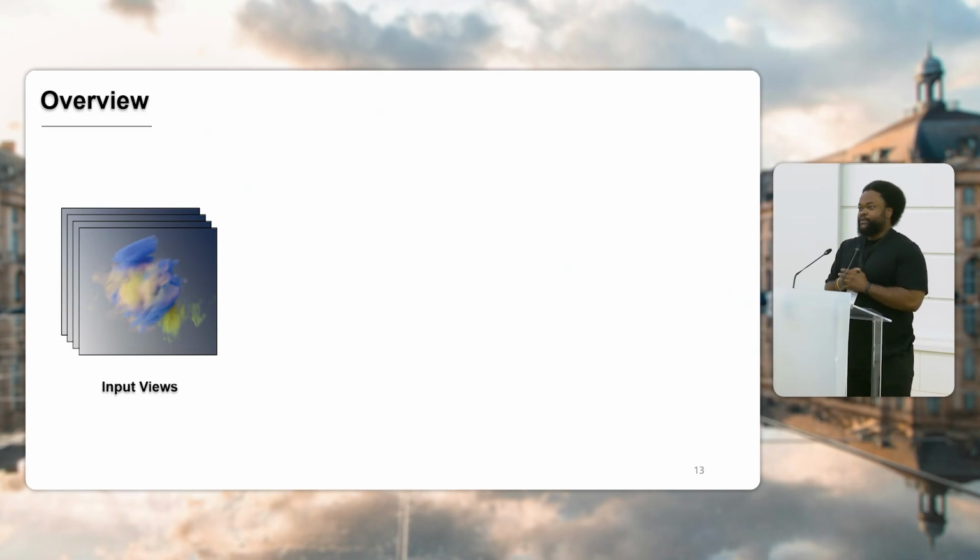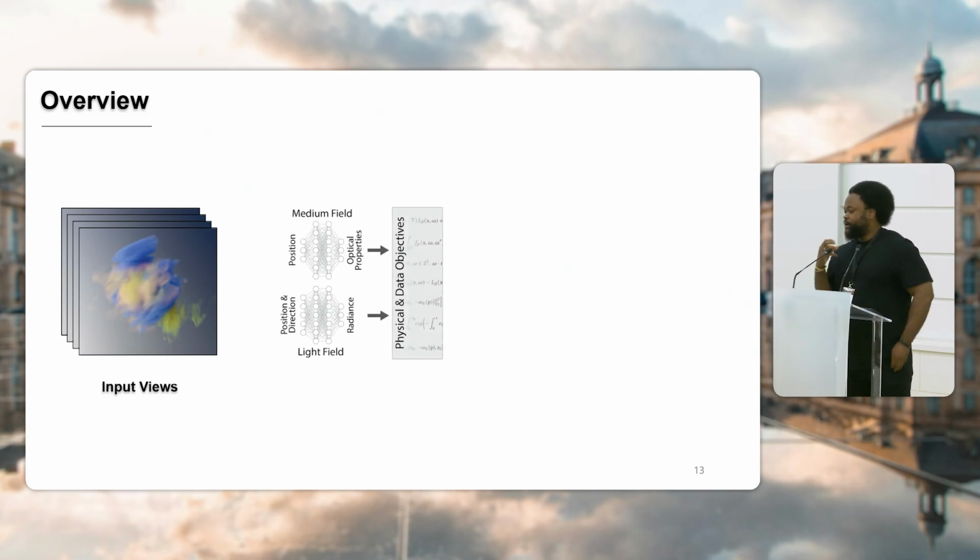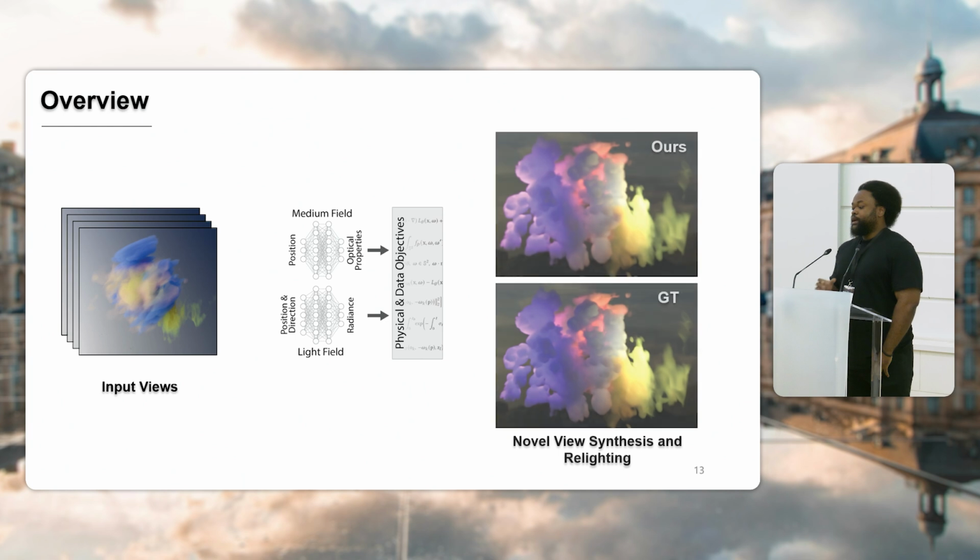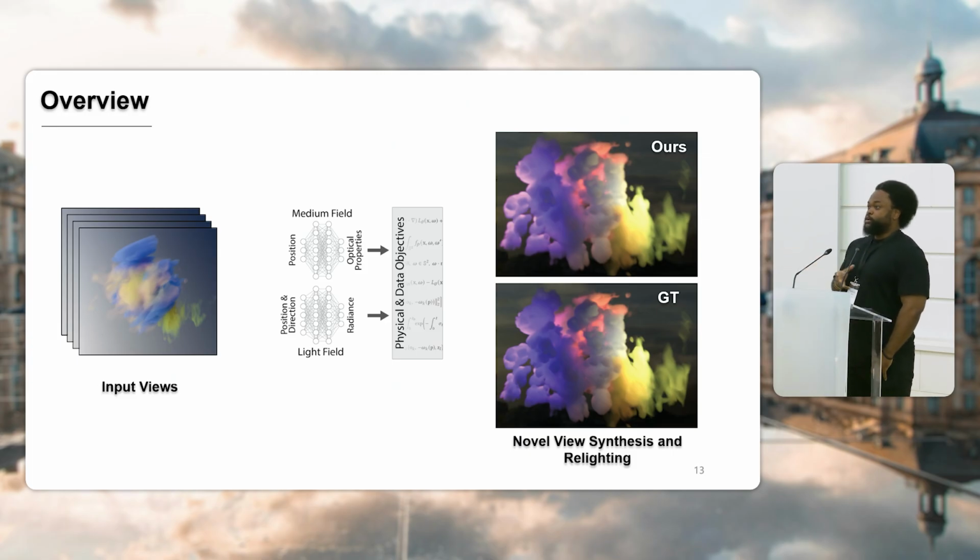So we assume we are given a set of multi-view images. We represent the scene's optical properties and scene light field using two implicit neural representations, and then proceed to optimize them jointly using a set of physical and data constraints. As a result, the optical properties that result from this system are physically meaningful, and as a result can be used for downstream applications such as novel view synthesis and relighting with global illuminations. Moreover, because our framework is 100% neural, it can also be extended to other applications such as generative modeling.